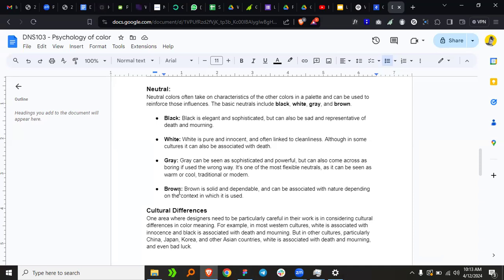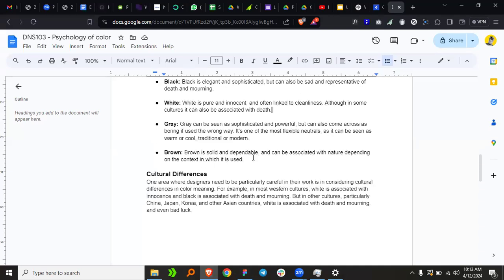Then brown. Brown is solid and dependable and can be associated with nature, depending on the context in which it is used. Nature in the sense that the ground is brown.